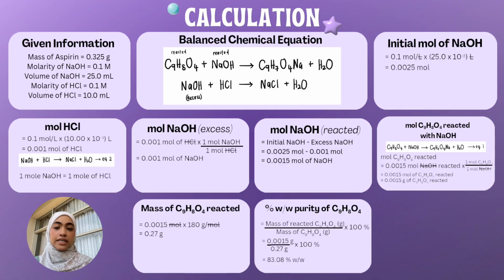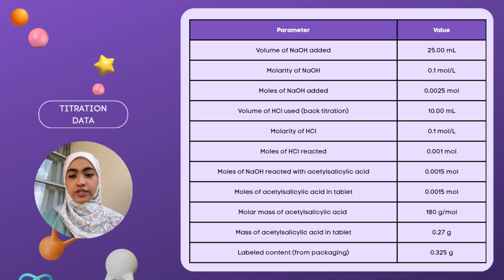After that, we could calculate the percentage weight over weight purity of aspirin by using the formula: mass of reacted aspirin in gram divided by mass of aspirin in gram, multiplied by 100%, and then we got 83.08% weight over weight.